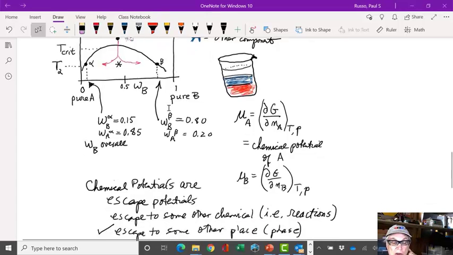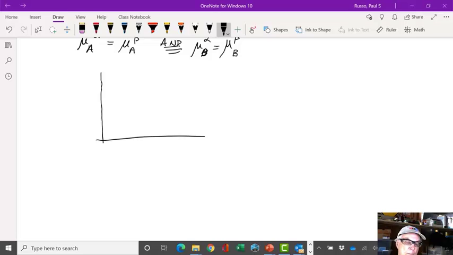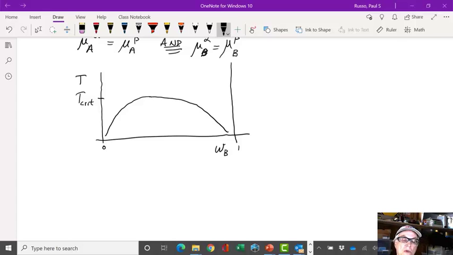This diagram's getting a little crowded, so let me draw us a new one here. It won't take but a second. Make it a little bigger perhaps. T versus mole fraction of B, 0 to 1. Critical temperature here. And it goes like that. There is another curve that can come in here, and it looks kind of like this.